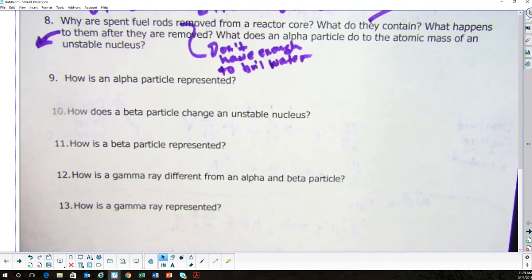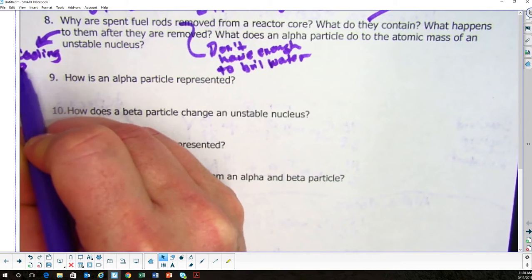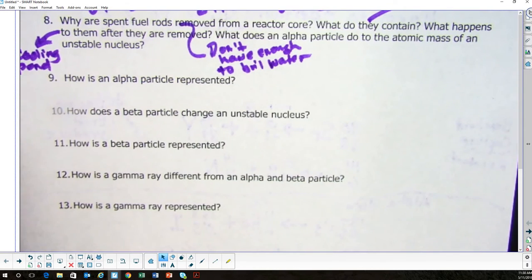Not immediately. They go through a process to get the uranium out. They're put in a cooling pond. It's just a pond of water outside of the site, and the water keeps the stuff under control.